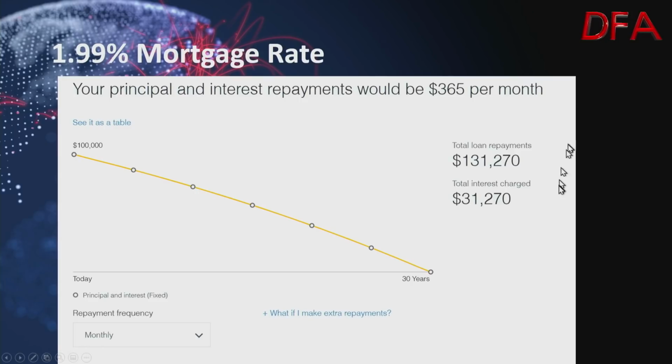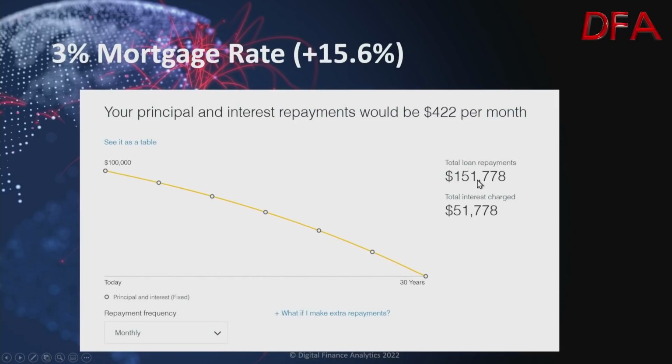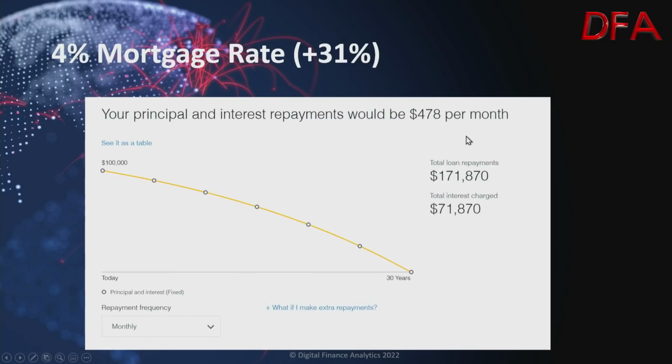This is from CBA. At 1.99% on a 30-year mortgage, the overall repayment for $100,000 would be $365 per month. So if you go for 600,000, you multiply it by 6. If you then put that rate up to 3%, you go up to $422 a month per 100,000. That's an increase of 15.6%. And if you go up to 4%, the repayments go up to $478 per month, up 31%.